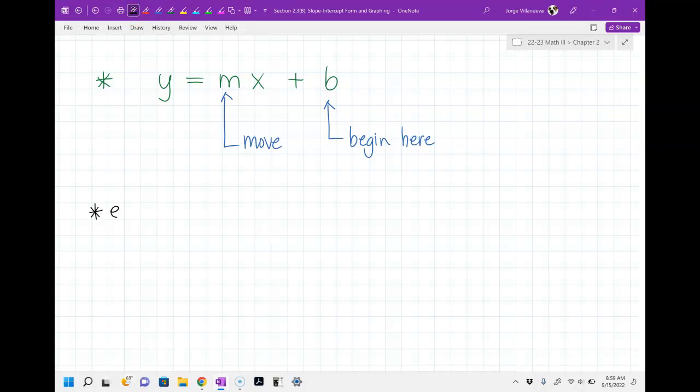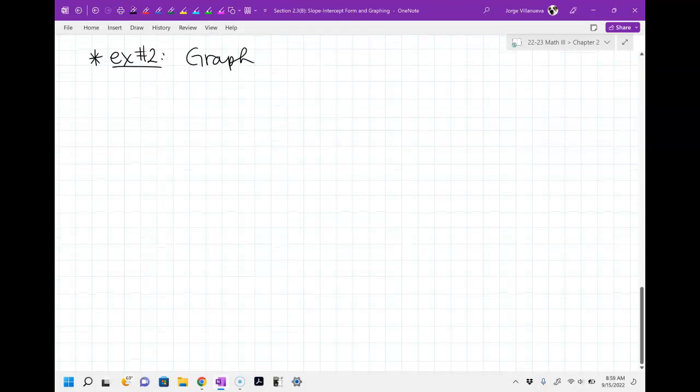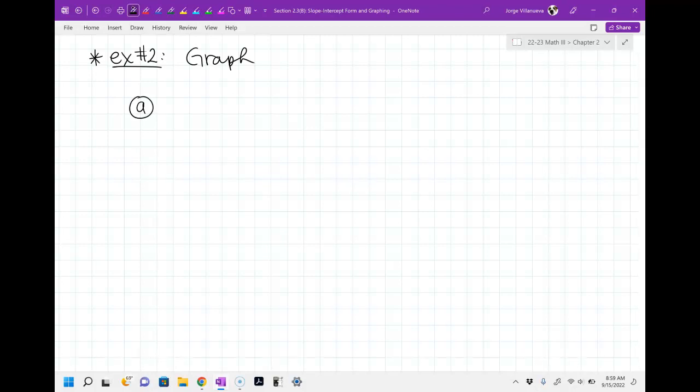Okay, so there's going to be example number 2, graph. So one of these is going to be a homework problem. The first one I'm giving you, okay? This is a homework problem. The next one will not be. Now they want you to graph this.